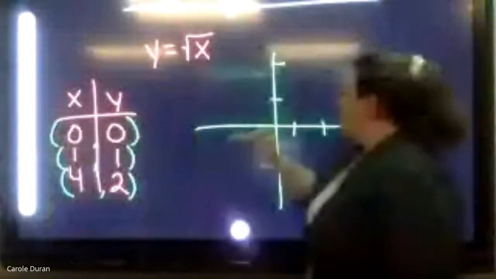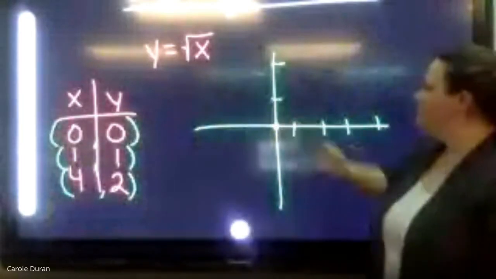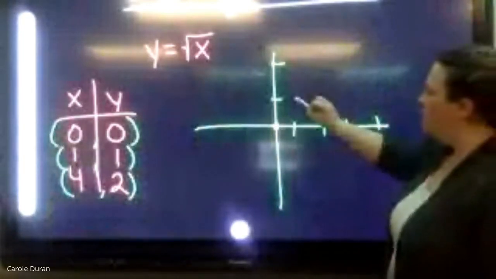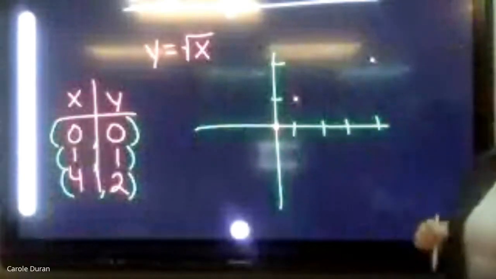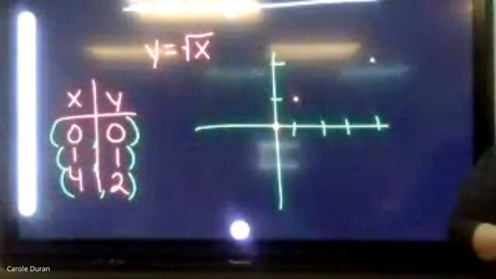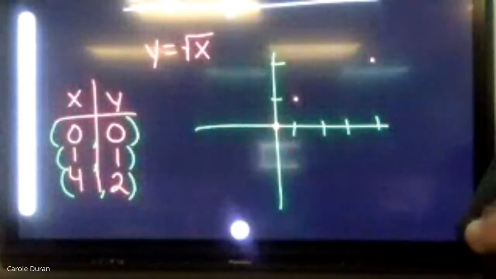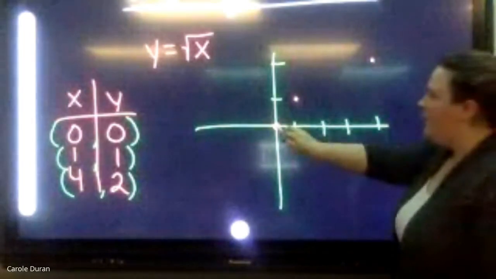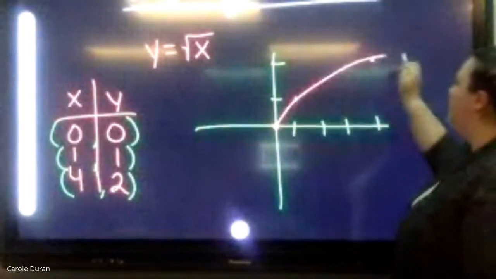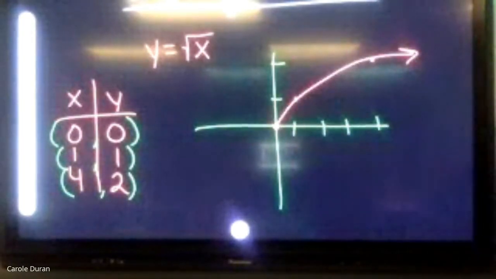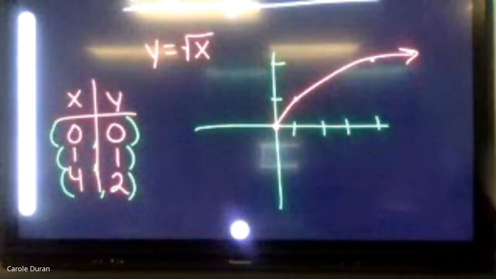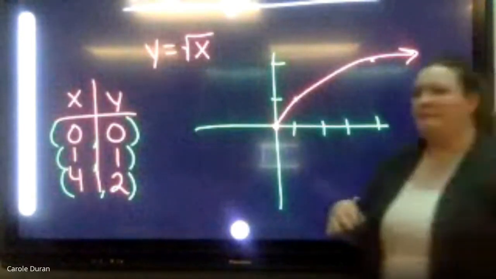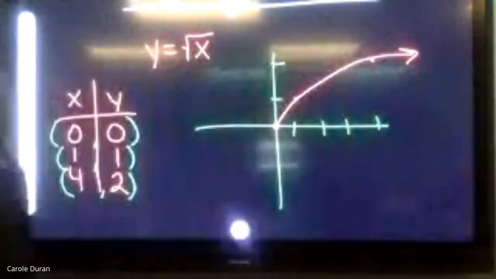So when I graph it, I start at 0, 0. My next point, 1, 1. And then my third point was 4, 2. An interesting characteristic about a radical function is that it doesn't go infinitely in both directions like a lot of graphs that we put down do. It starts at our first point and continues infinitely in whatever direction my points are going. So this is what the graph of a radical function should look like, just going infinitely in one direction. It is only going to be on one side.